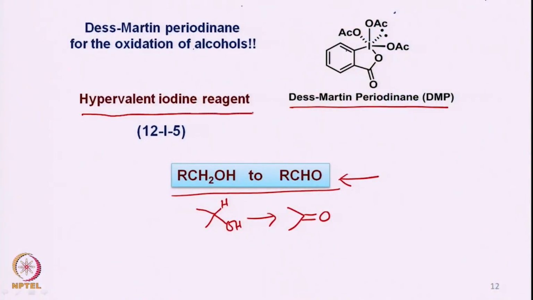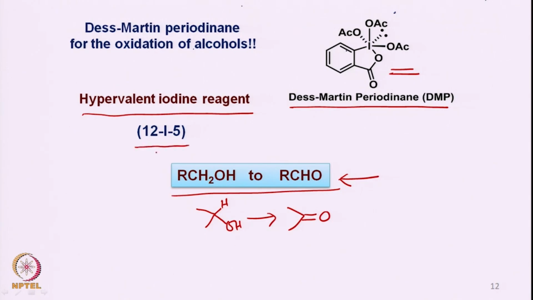As we go along we will see how important this method is from the point of view of dealing with sensitive substrates. Now, this is called Des-Martin periodinane. Basically it is based on a hypervalent iodine reagent. For example, this reagent here where the iodine is having hypervalency. So, this is called as 12-I-5.